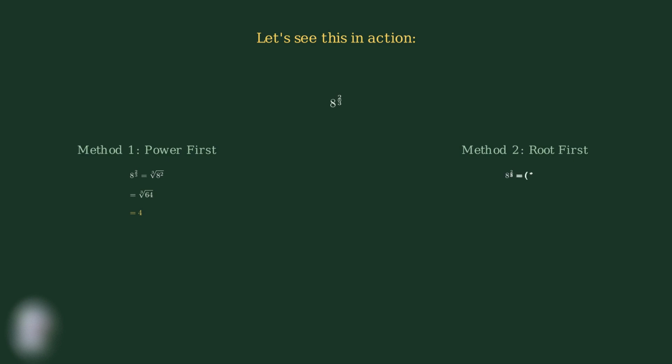Using method 2, we first take the cube root of 8, which is 2. Then we raise 2 to the power of 2, giving us 4. Notice we get exactly the same answer. Both methods give us the same result, 4. This demonstrates the fundamental equivalence of fractional exponents. You can choose whichever method seems easier for the specific numbers you're working with.